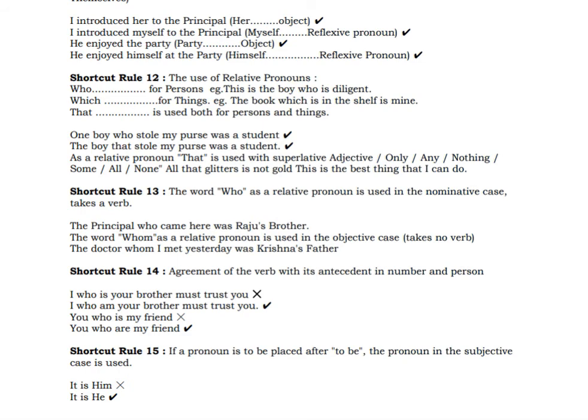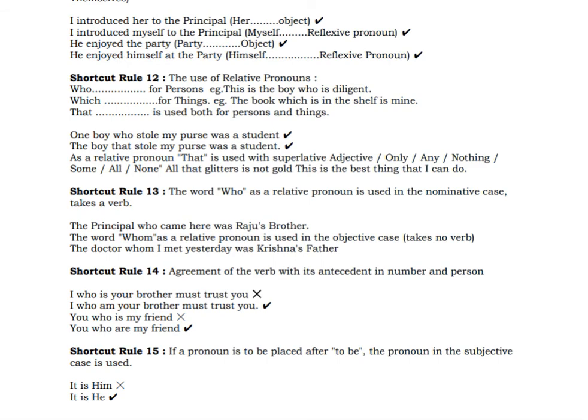Okay, rule number 14. Agreement of the verb with its antecedent in number and person. I, who is your brother, must trust you. I, who am your brother, must trust you. See, this is where you will commit a mistake. Now, it is not who; after that, what you should think about is the verb. So, agreement of the verb with what antecedent? I am your brother. I, who am your brother, must trust you. Who is my friend? No, who are my friend? So, these are all very confusing, isn't it? Rule number 14: not very important, but you can be familiar with that.